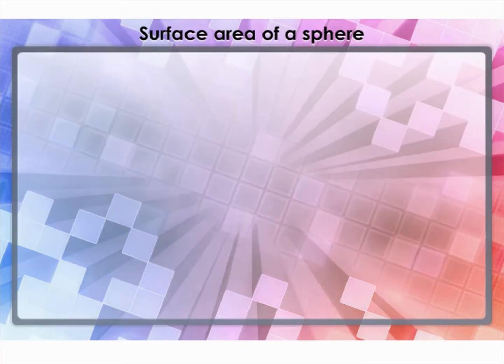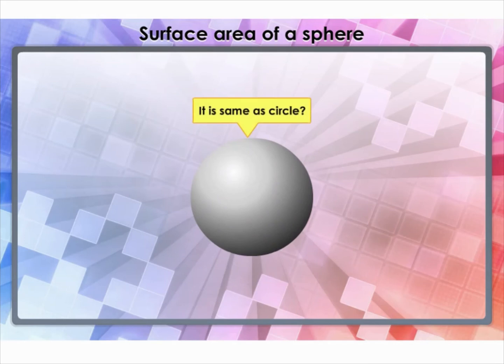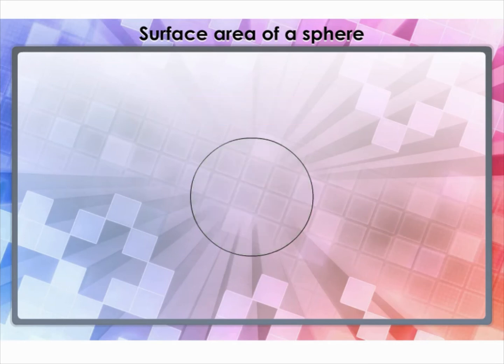Surface area of the sphere. What is a sphere? Is it the same as a circle? A circle is a plane closed figure whose every point lies at a constant distance, called the radius, from a fixed point, which is called the center of the circle.